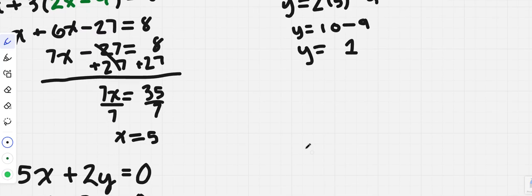So the solution here, or the ordered pair for this system of equations, is (5, 1).